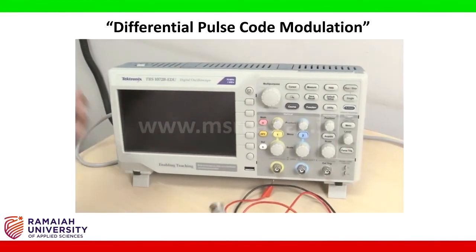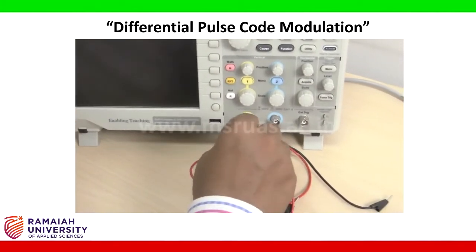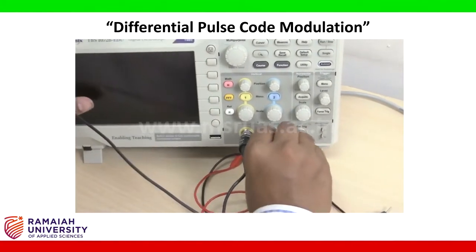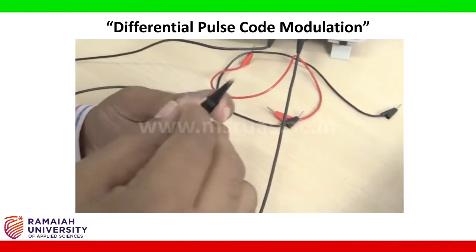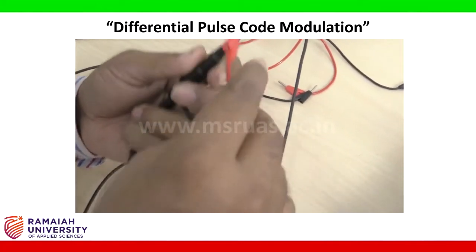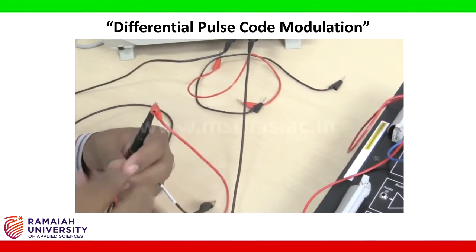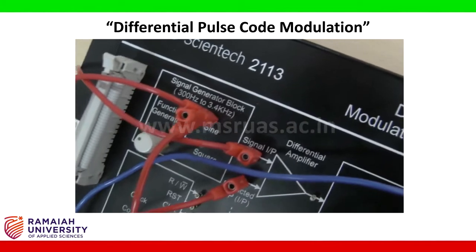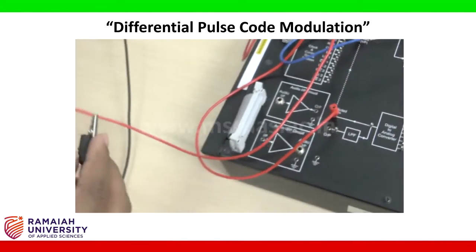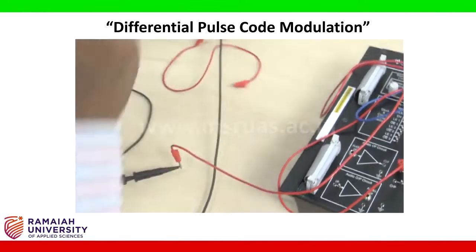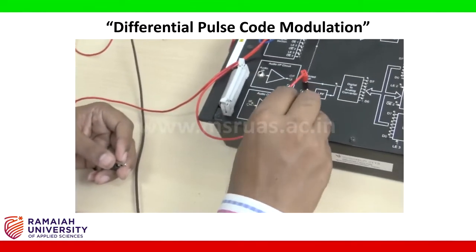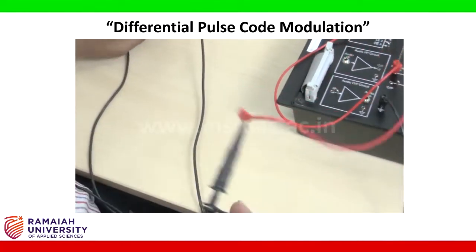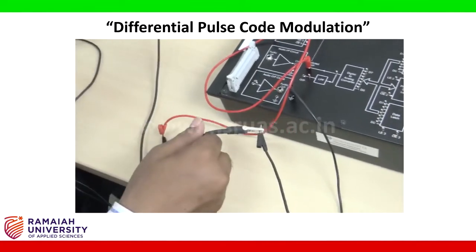Then we are going to connect the predictor output to the predictor input. Now let's connect the probes for channel 1 and 2 of the digital oscilloscope. Channel 1 is connected to the input signal from the function generator, which generates a 1 kilohertz sine wave, and the other pin, the negative terminal of the CRO probe, is connected to the ground.